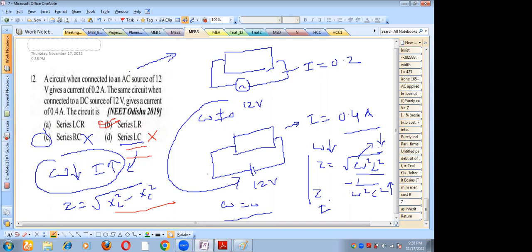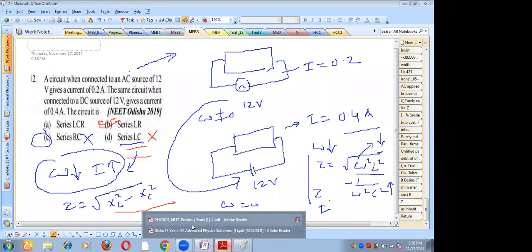Now, what happens if you go by option elimination method, you can easily eliminate C. And if you can decide only one between A and D, both will have the same situation, right? If you decide on D, A is automatically decided. So you will be left with option B only. Getting my point? Yes, sir. All right. So that was the NEET 2019 question.